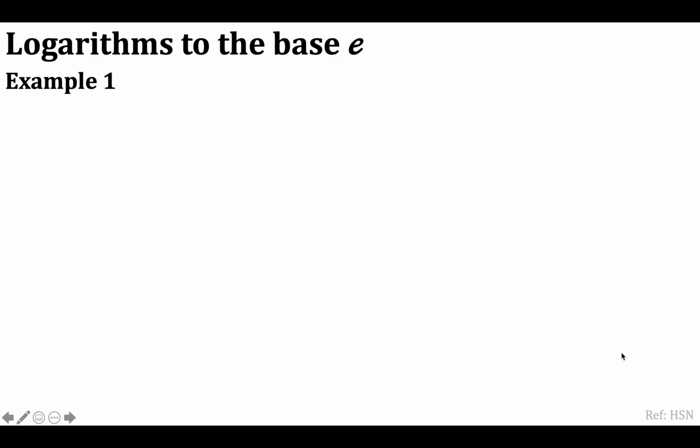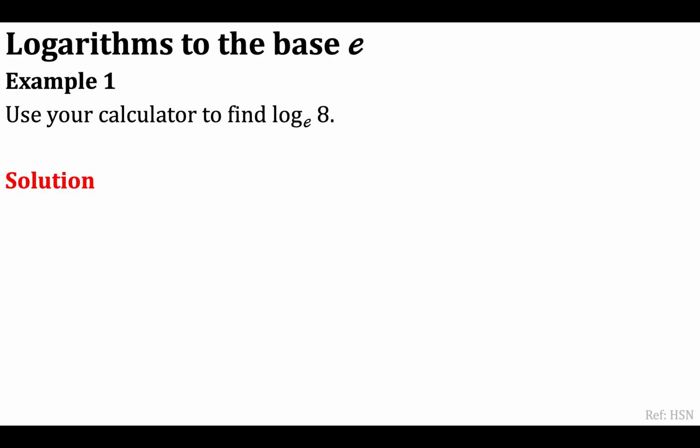So, let's look at some examples. So example 1, use your calculator to find log to the base e of 8. And we've already learned that log to the base e is the same as the natural log. And if you have a look at your calculator, you will notice next to the log button that there is the button for the natural log ln. So typing in ln and then 8 should get you 2.079 to 3 decimal places.